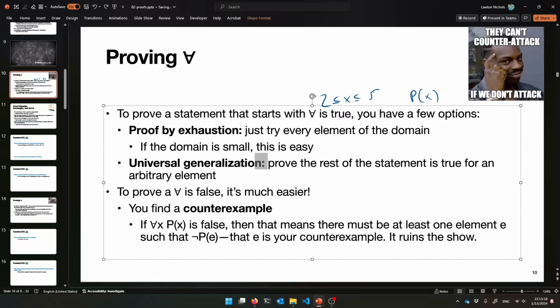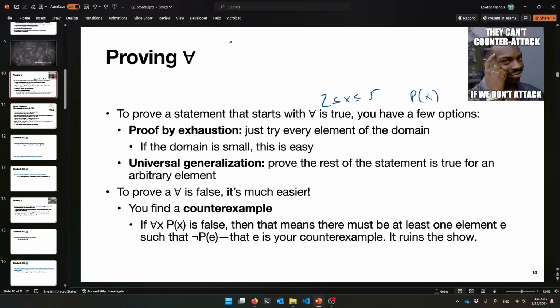And then the harder way is universal generalization. That's the generic way of proving a for all. That's the way that you normally have to do when you have an infinite domain or a very large one. You just prove that your statement, everything after the for all, is true for an arbitrary element. So you're doing what we learned in the logic chapter. You're just doing it in English, all right?